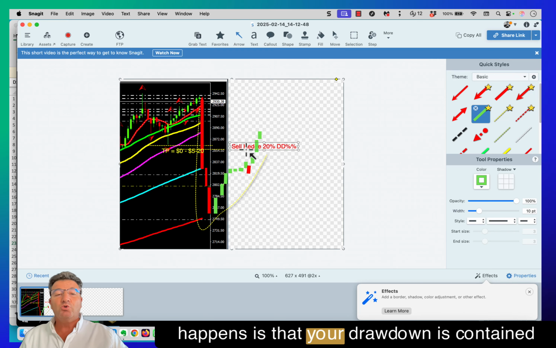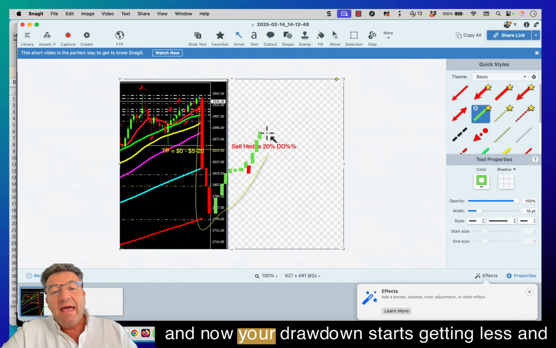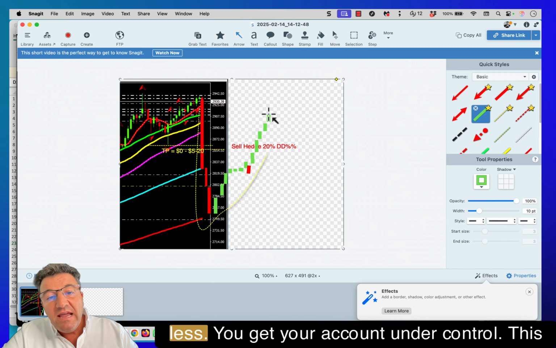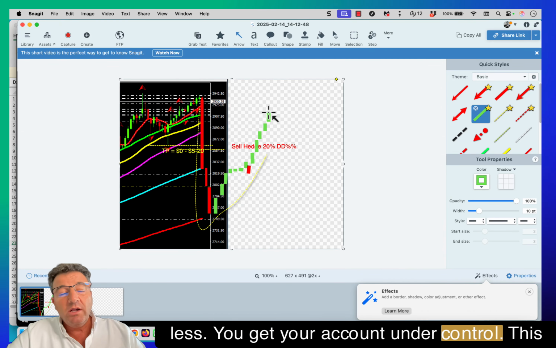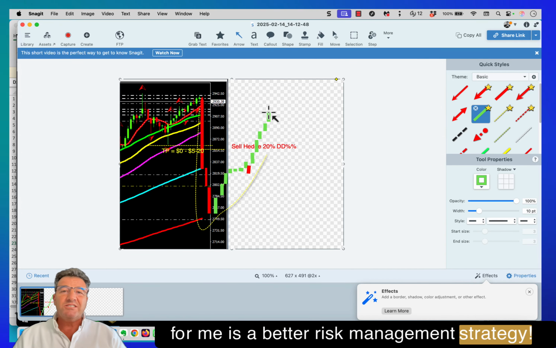What happens is that your drawdown is contained, and now your drawdown starts getting less and less. You get your account under control. This for me is a better risk management strategy.